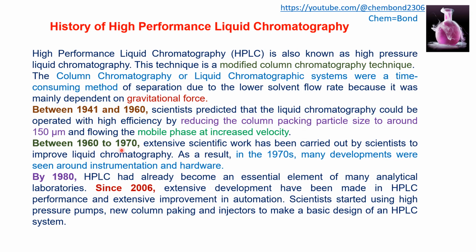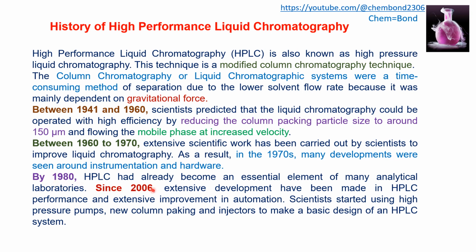Between 1960 and 1970, extensive scientific work was carried out by scientists to improve liquid chromatography. 1970 is the birthday of HPLC, because by 1970 many developments were seen around the instrumentation and hardware of HPLC. Now HPLC was modified in terms of various instrumentation, and the hardware was introduced into it. By 1980, HPLC had already become an essential element of many analytical laboratories. Now it is in working condition and it has become an essential element of many labs.